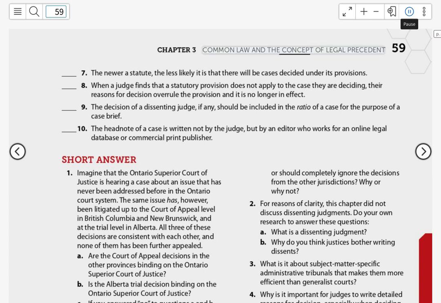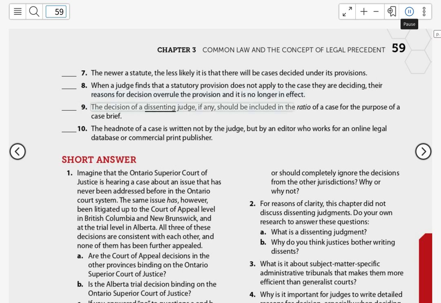Chapter 3, Common Law and the Concept of Legal Precedent. 7. The newer a statute, the less likely it is that there will be cases decided under its provisions. 8. When a judge finds that a statutory provision does not apply to the case they are deciding, their reasons for decision overrule the provision and it is no longer in effect.